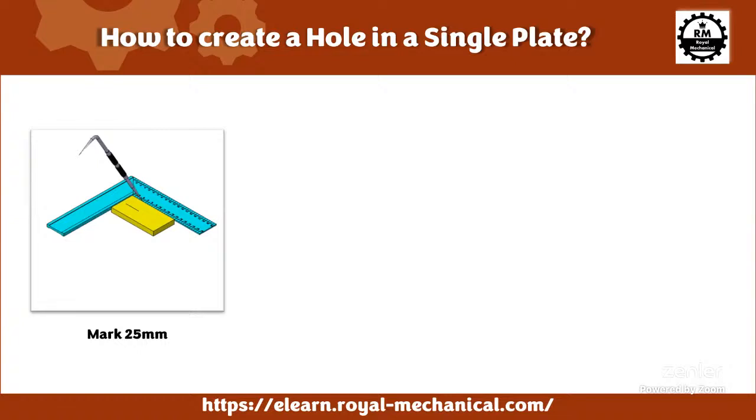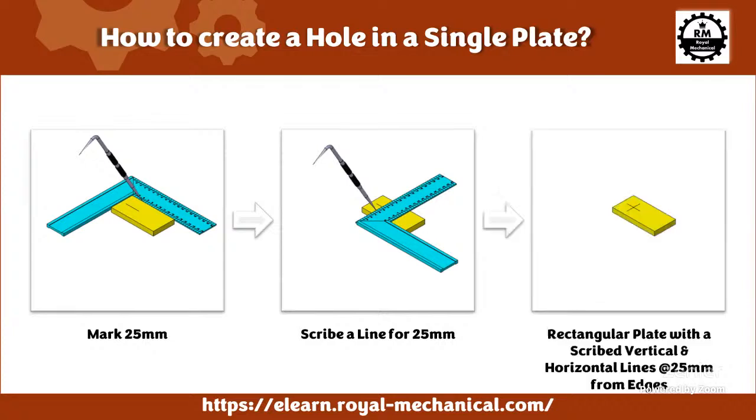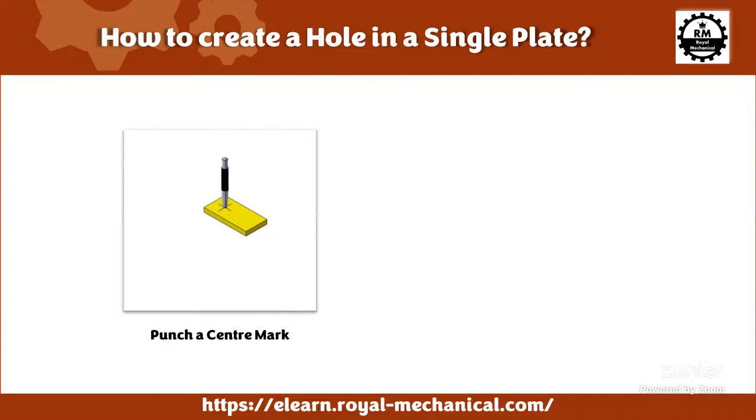Similarly, you are going to repeat the process with reference to the other edge, where you mark 25 mm and scribe another line at a distance of 25 mm from the other edge, and you will get two lines which are intersecting. So you have a horizontal line at a distance of 25 mm from one of the edges, and you have a vertical line which is at 25 mm from the other edge.